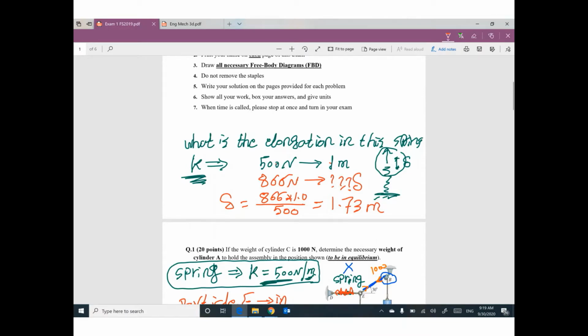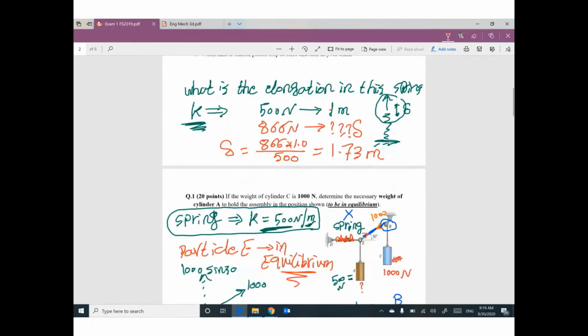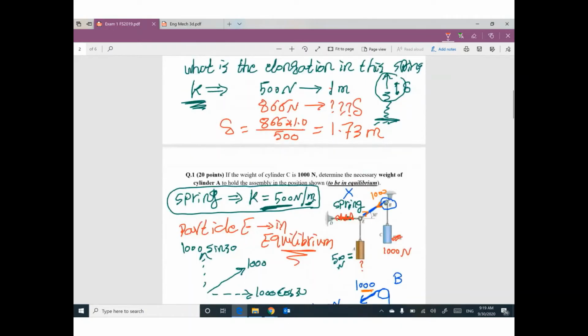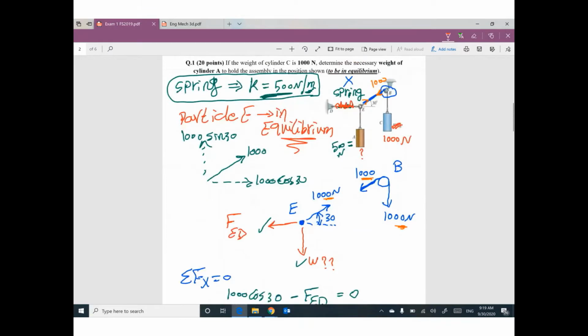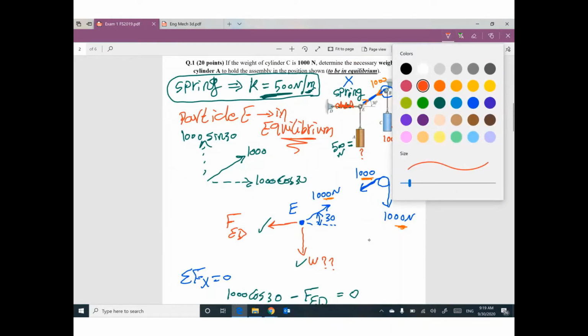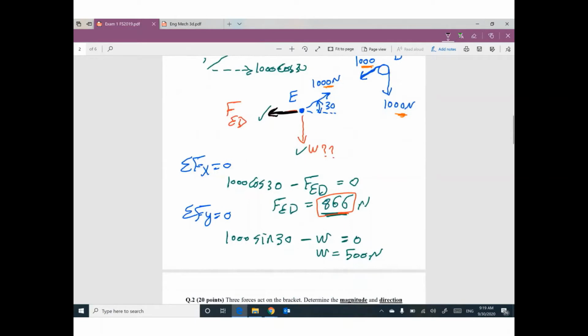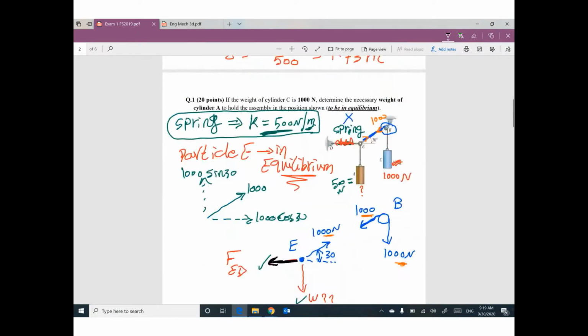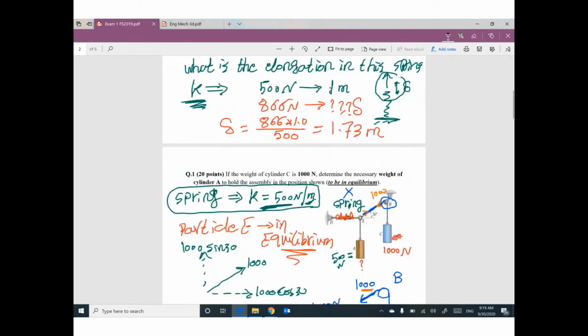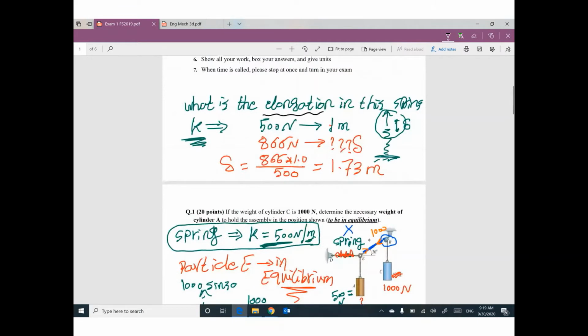Anybody has any question related to this point? If you have a spring, your calculations will be the same. Nothing will be changed. Remove your spring and put a regular force. Go ahead and apply your equilibrium equation and get your unknowns. Once you get your unknowns, we have another part in this problem. We are looking for the elongation in this spring.